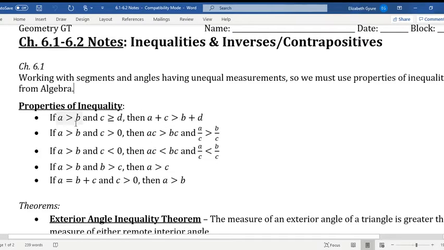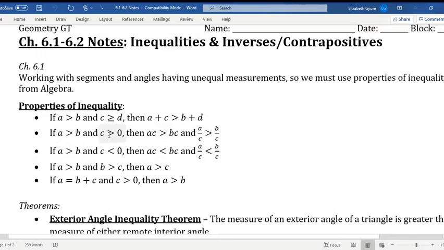If A is greater than B and C is greater than or equal to D, then A plus C has to be greater than B plus D. Hopefully that's pretty intuitive. If A is greater than B, if you add C to A and you add D to B, it would still have to be greater than. So these are just applying them with any type of numbers or measurements.